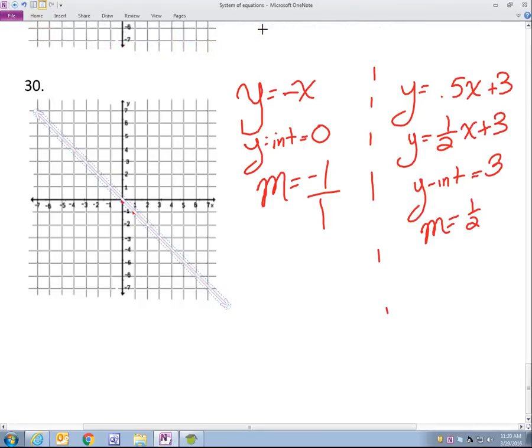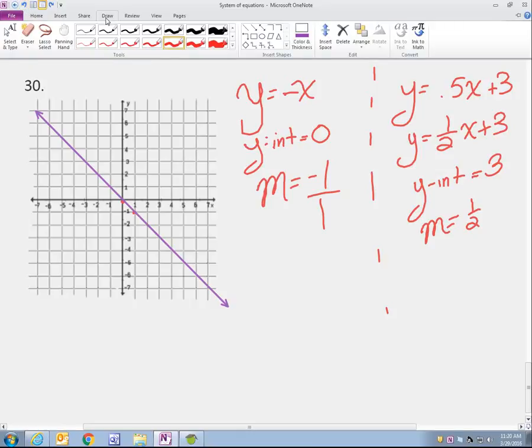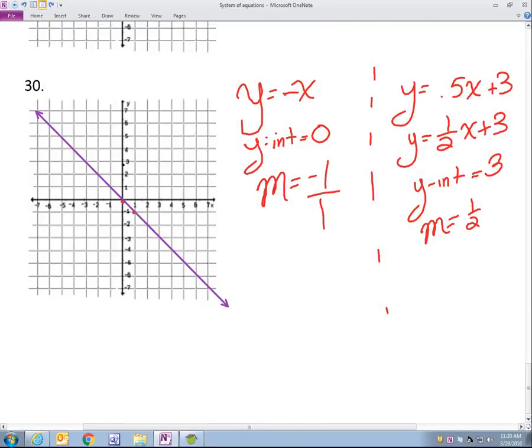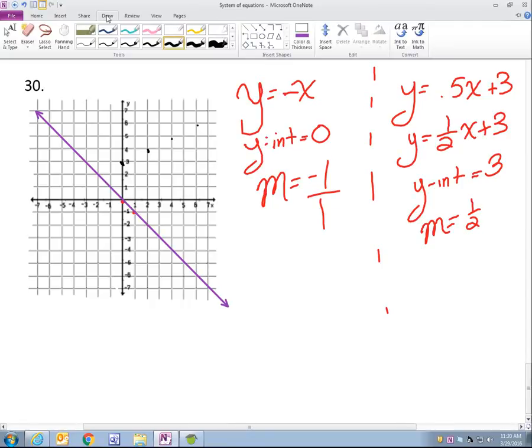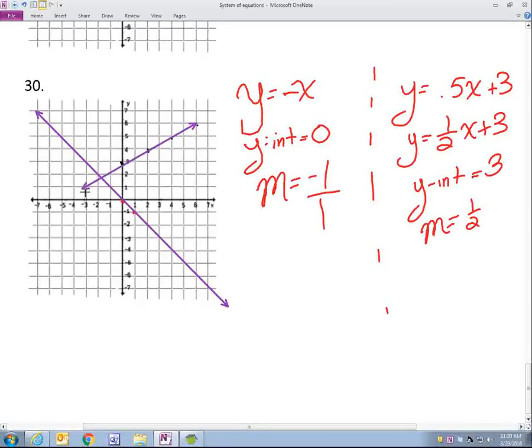The next one, I have my y-intercept of 3 and my slope, which is going to be 1/2, so that's up 1 over 2. Going from 3, up 1 over 2, up 1 over 2, up 1 over 2. Yay! I see a point. And that is -2, 2.